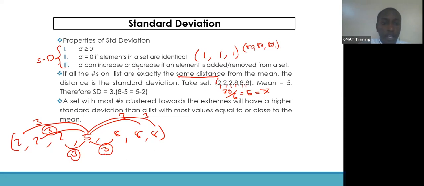All right. A set with the most numbers clustered towards the extremes will have a higher standard deviation than a list with most values equal to or close to the mean, right? The more the distance of deviation from the mean, think of this as the calculation of the standard deviation. The more the distance of the values from the mean, the greater the deviations, the bigger the negative value, the bigger the positive value squared, which produces a bigger value when square rooted will be even bigger compared to those closer to the mean.